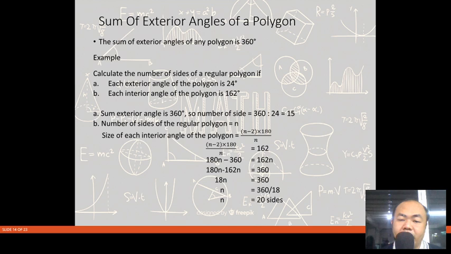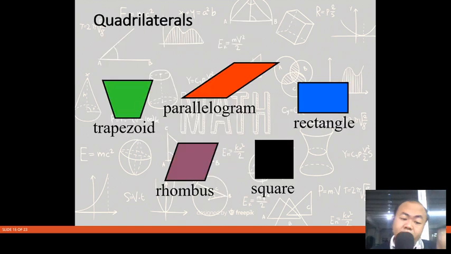Next, we are going to talk about quadrilaterals. What is a quadrilateral? A quadrilateral is a shape that has exactly 4 angles. Okay, here we will have trapezoid, parallelogram, rectangle, rhombus, and also square. Even though the shapes are not the same, as long as it has 4 angles, we can call the shape a quadrilateral.